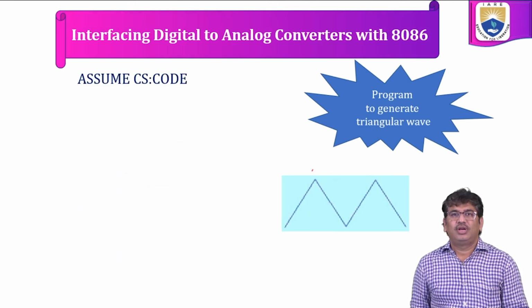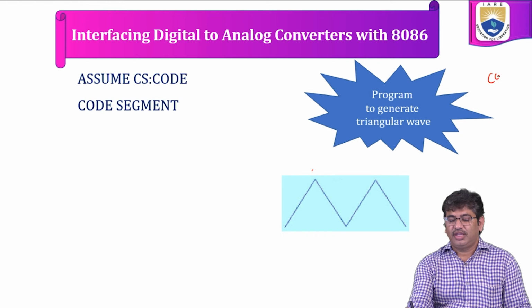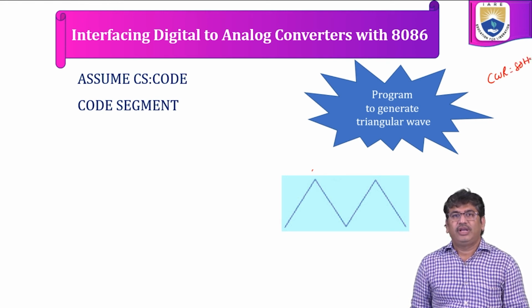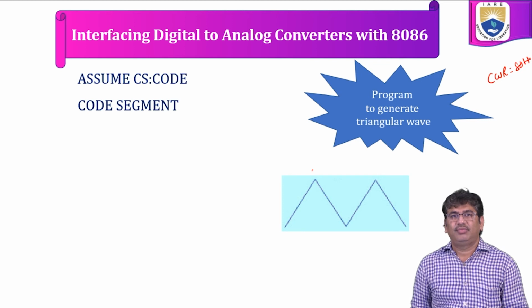Assume CS colon code. Start off the code segment with the assembler directive, that is, segment, and start the program with the label start. First, we have to write the control word register value 80H. For this, we will move 80H into the AL register by using the instruction MOV AL, 80H.